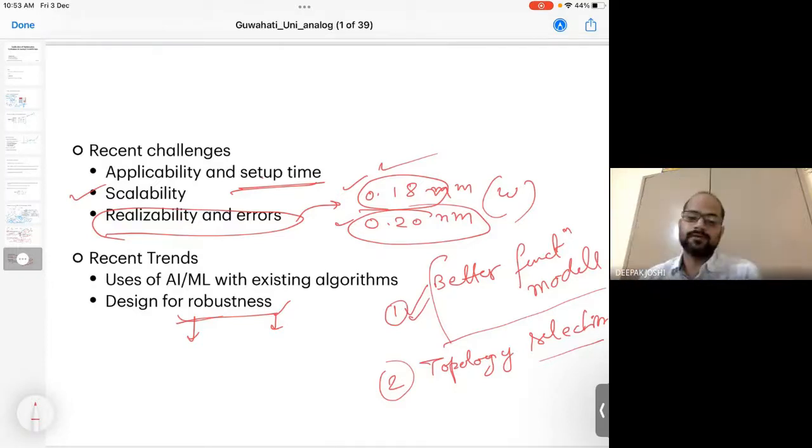Okay, so let me take a quick break of 5 minutes, and then I will join with another slide in which I will show you how machine learning is being used in analog circuits.